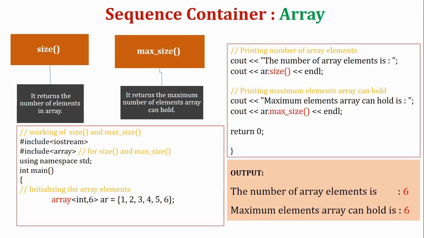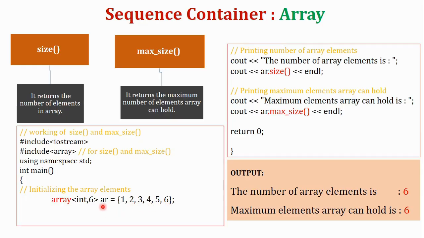And next one is the size functions. Size will return the number of elements in the array, and max size will return the maximum number of elements the array can hold. For example, here is the array. The array name has some values, for example, 1, 2, 3, 4, 5, 6.